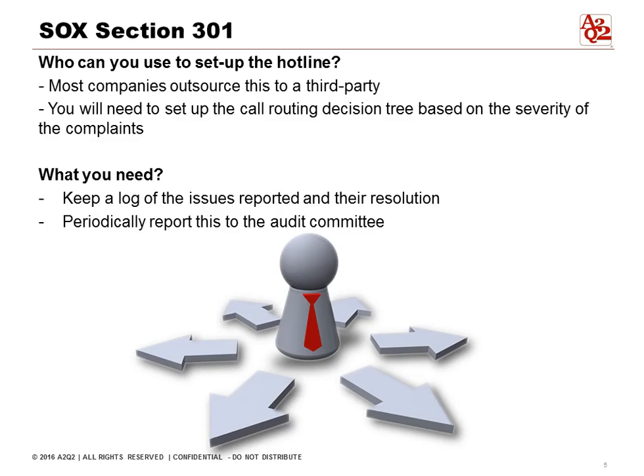So with a decision tree, you may decide that all calls and complaints received will go to the general counsel and the audit committee, or maybe just the general counsel and the chair of the audit committee. Those are decisions that you can make, but once you make those decisions, the complaints get routed that particular way.